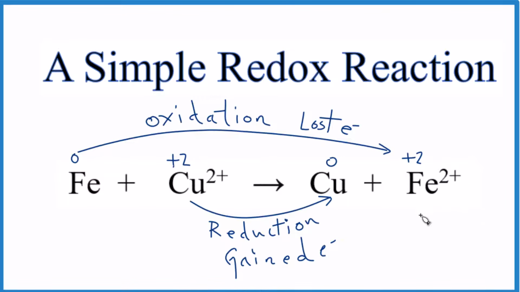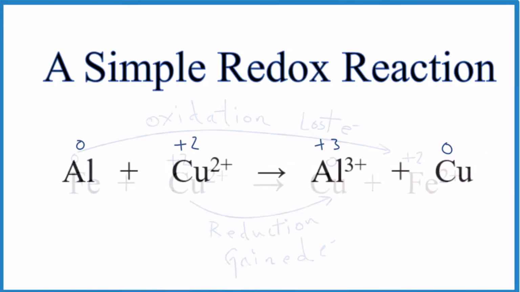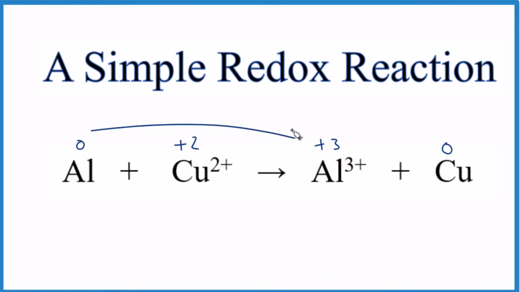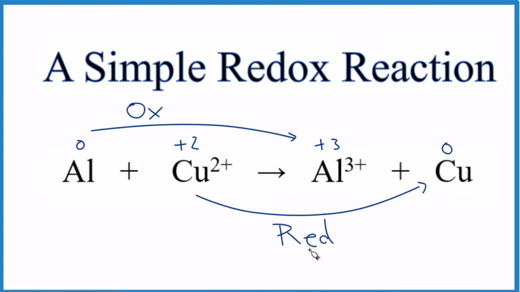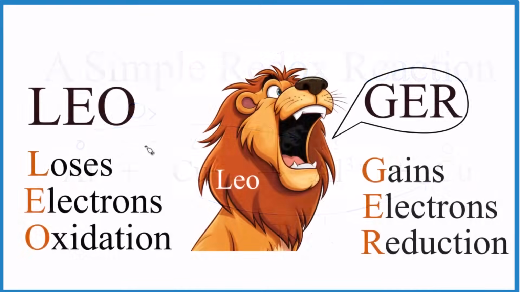So pause, see if you can figure out what's oxidized and reduced in this reaction. So the oxidation number for the copper got smaller, it was reduced. That means the aluminum was oxidized. The copper gained electrons. The aluminum, it lost electrons. And here's an easy way to remember that. Leo the lion goes grr. This is Leo. So when we lose electrons, we call that oxidation. When we gain electrons, it's reduction. Great way to remember it, and you'll need to know this.